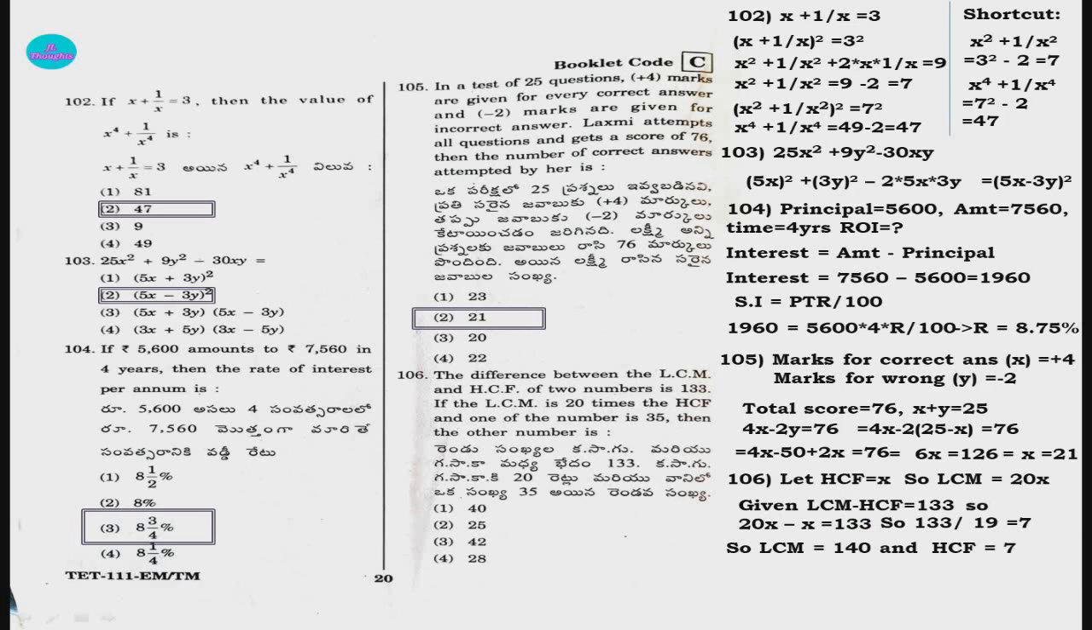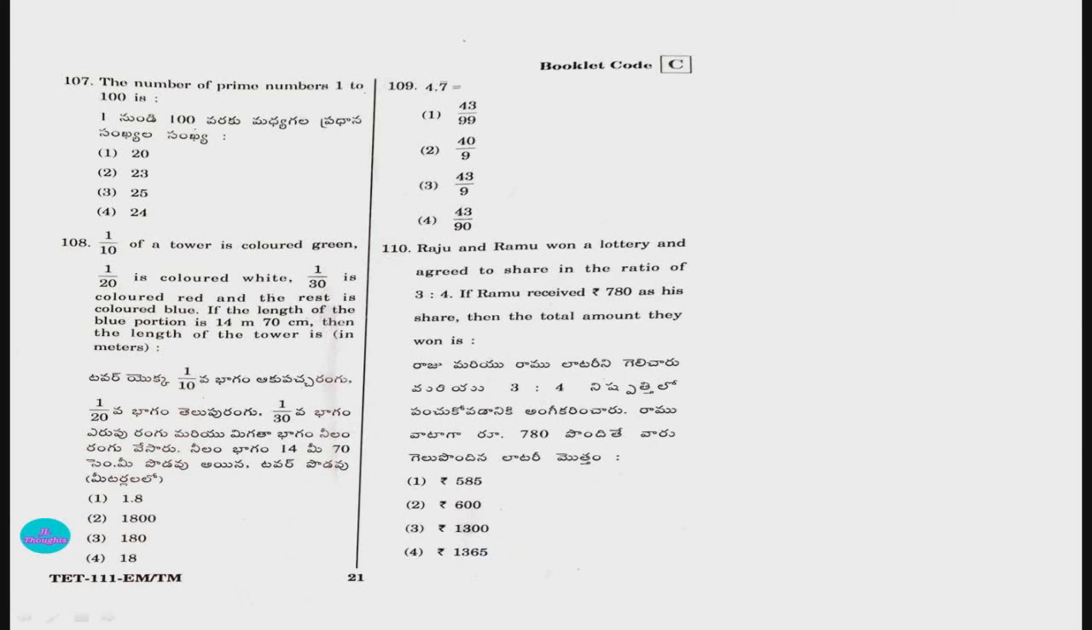Now LCM, how much will we get? What is the LCM? 20 into x, that is 20 into 7, 140, and HCF is equal to x, that is equal to 7. Now what they have given us more, one number is 35, then the other number is, we know the product of two numbers is equal to the product of their LCM into HCF. So a into 35 is equal to 140 into 7. So a you will get as 28. So the answer is option 4, 28.